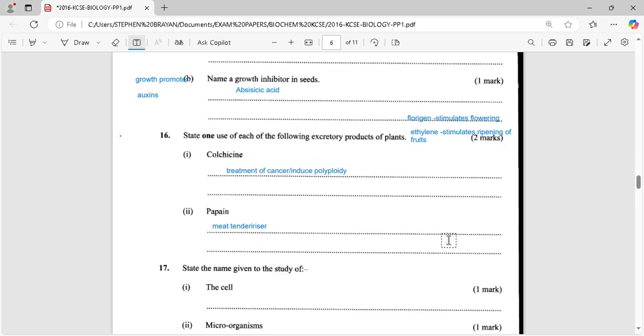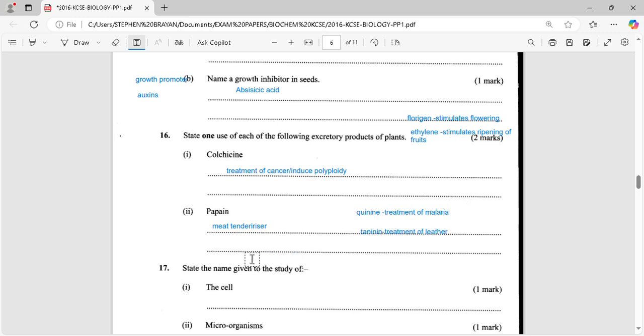There are also other ones which are very common, something like quinine. You also need to note that quinine was used in treatment of malaria. Then there is also another one which is very common, which is called tannin. Tannin is used in treatment of leather. This is mostly in leather industries.